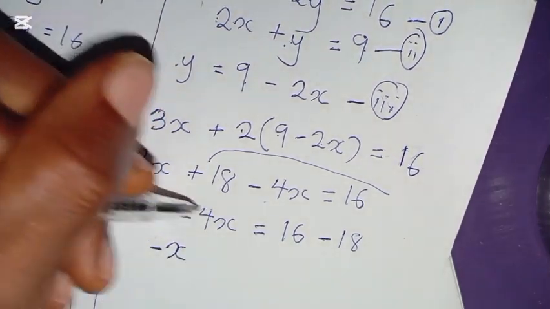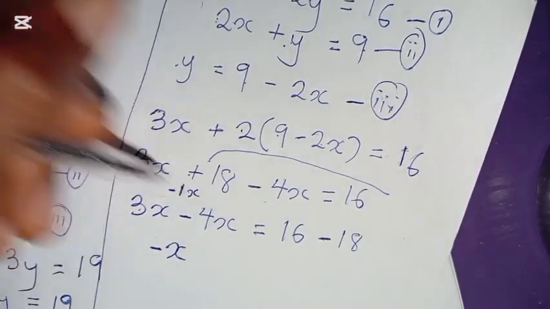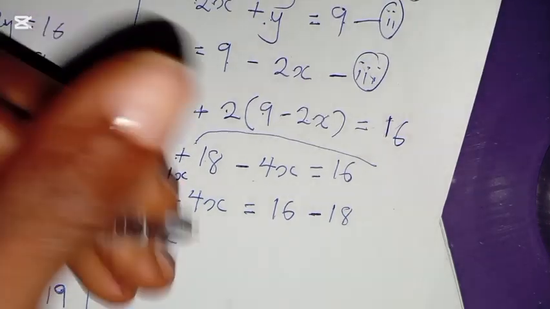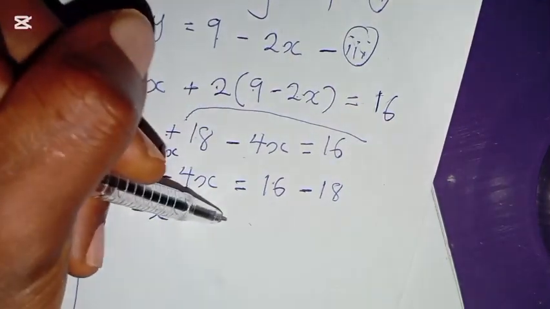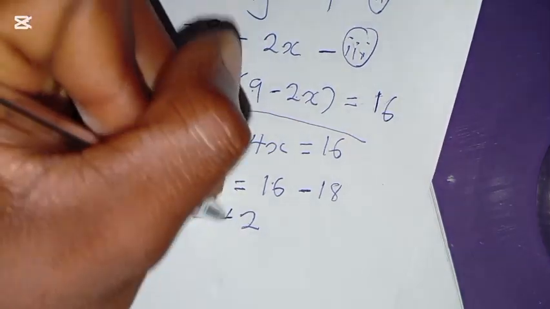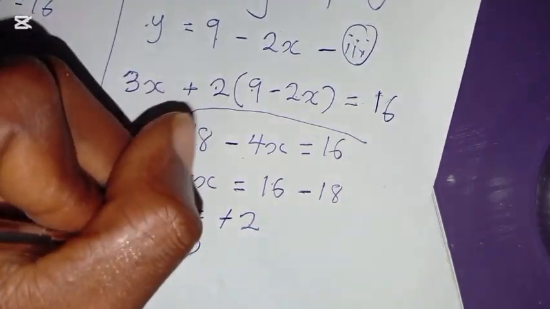Because 3 minus 4 is minus 1. So when you put x outside, 1x minus 1x automatically becomes minus x, because when 1 is the coefficient, the number becomes just the variable. So you don't need to put minus 1x. You can put it, but it's not usually considered in math operations. So minus x is equal to 16 minus 18, which is minus 2. Now the minus signs cancel each other, and we get our final answer: x is equal to 2.